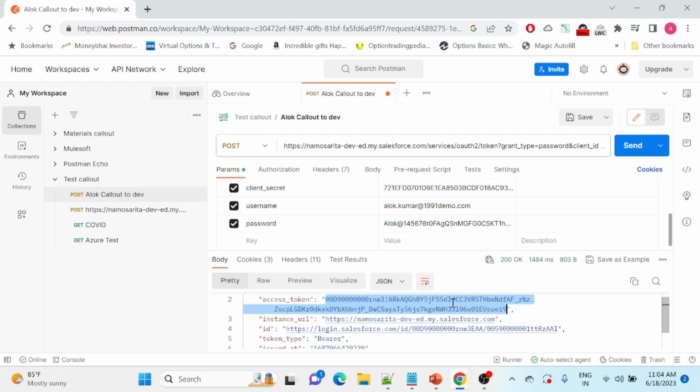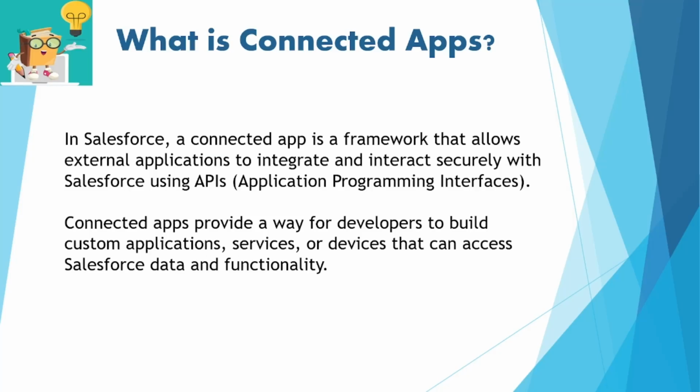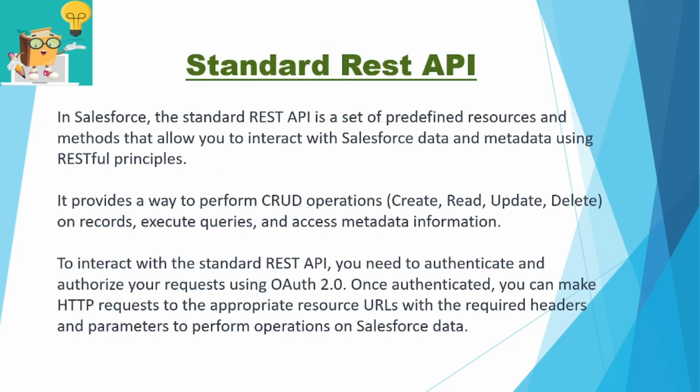So till here it is clear how we can connect your third party system with Salesforce, by using the connected app and the Salesforce user. These two are very much mandatory to connect with Salesforce. Next, till now we have seen what a connected app is and how you can create it. Now next is the standard REST API.